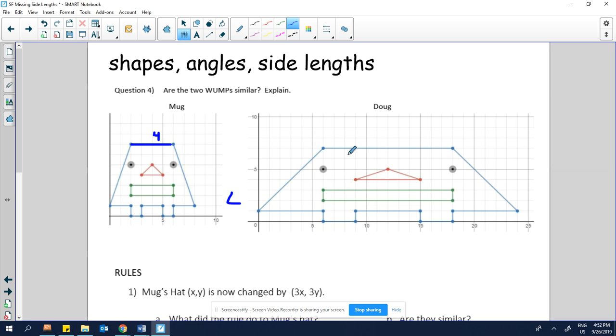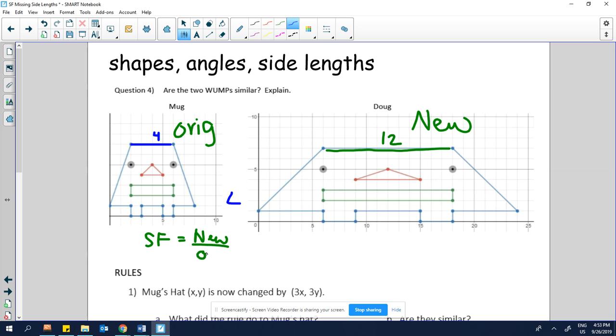and 4, 8, 12 tall. All right, so let's do our scale factor. New and original. Okay, so the new divided by the original. The new is 12, and the original is 4. So our scale factor for that one is 3.